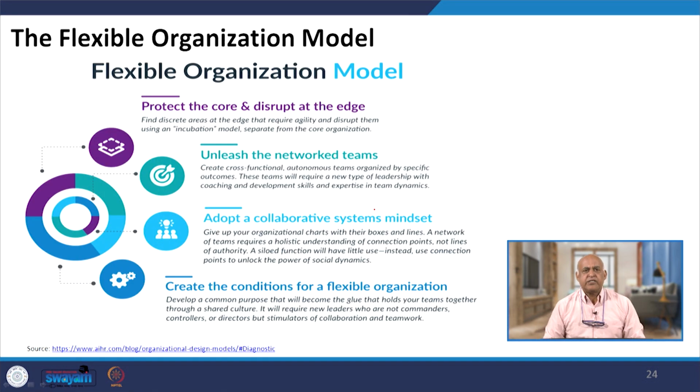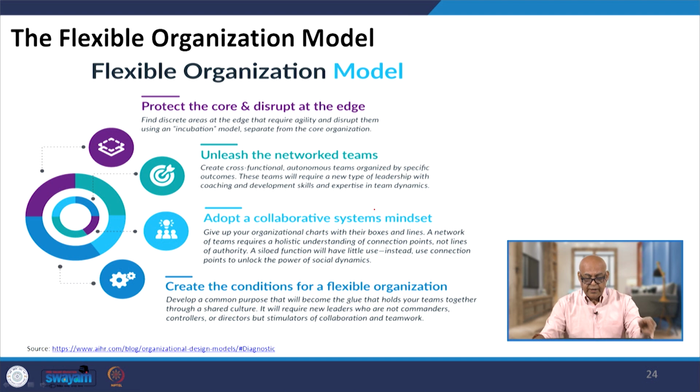The flexible organization model is to protect the core and disrupt at the edge. Find discrete areas at the edge that require agility and disrupt them using an incubation model separate from the core organization. Unleash the network of teams, and create cross-functional autonomous teams organized by specific outcomes. These teams will require a new type of leadership with coaching and development skills and expertise in team dynamics.